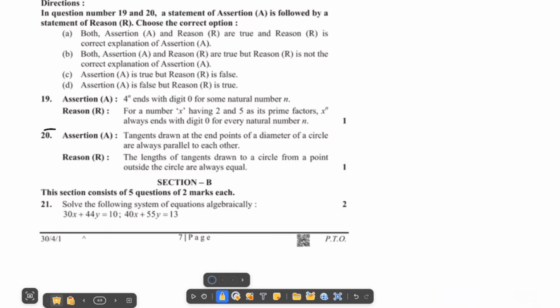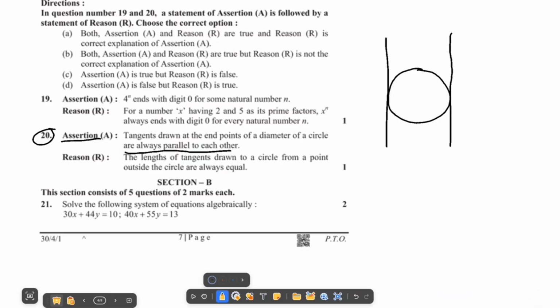Next, question number 20. Assertion is given: tangents drawn at the endpoints of a diameter of a circle are always parallel to each other. It is true, because we know that the tangent is perpendicular to the radius, and this tangent is also perpendicular to the radius. That means these two lines are perpendicular to the diameter. Lines perpendicular to the same line are parallel to each other. That is how these two tangents are parallel to each other. Now the assertion is true.